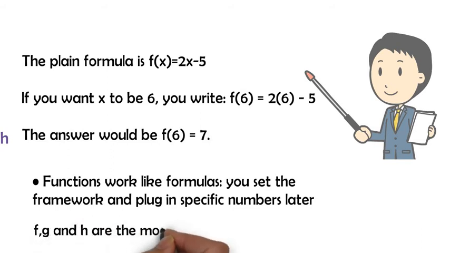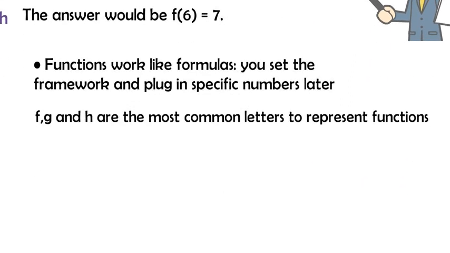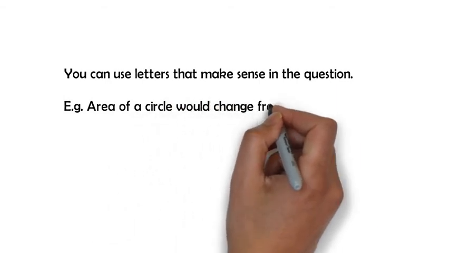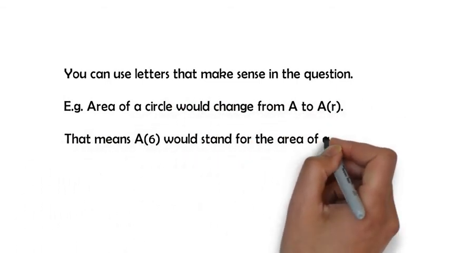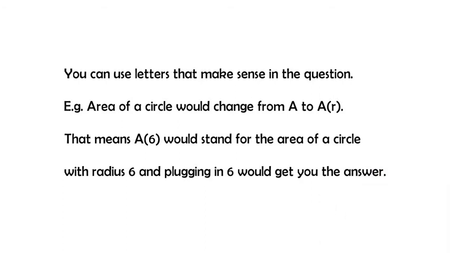F, g, and h are the most common letters used in representing functions. You can also use letters that make sense in the question, e.g., the area of a circle would change from A to A of r. That means A of 6 will stand for the area of a circle whose radius is 6, and plugging in 6 will get you the answer.